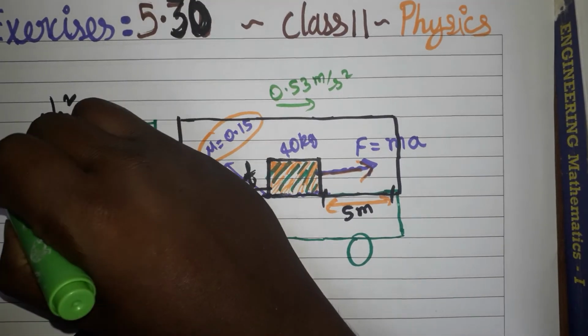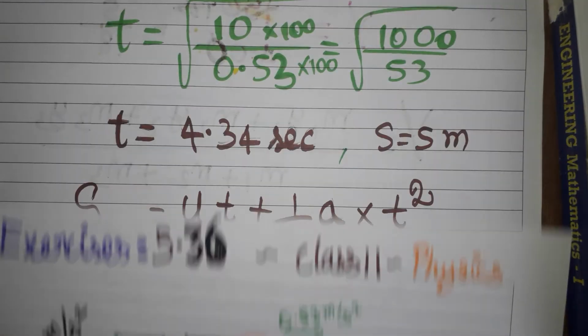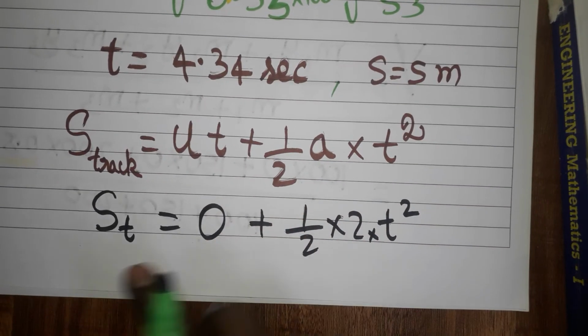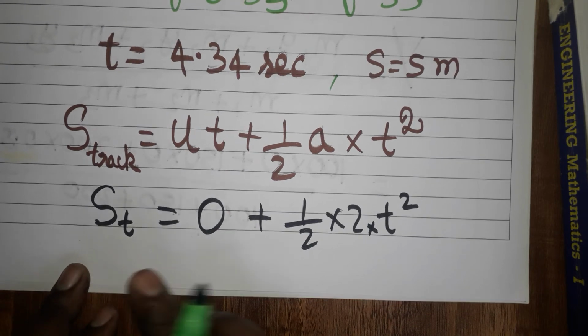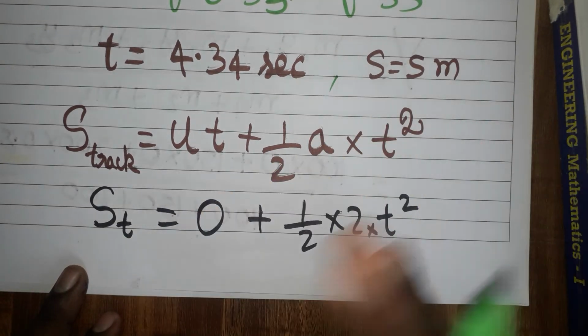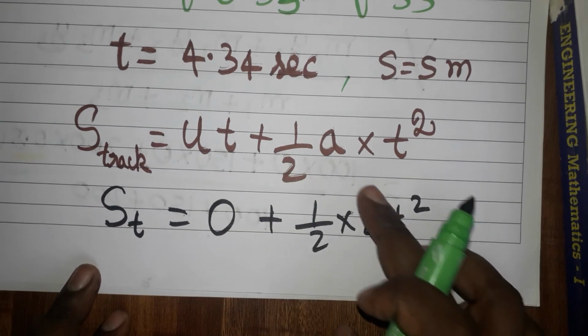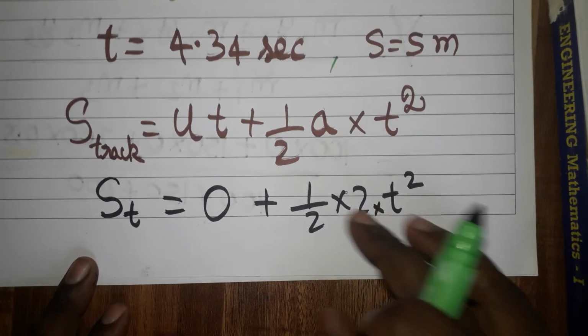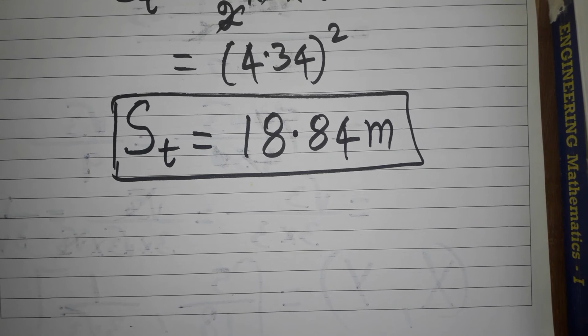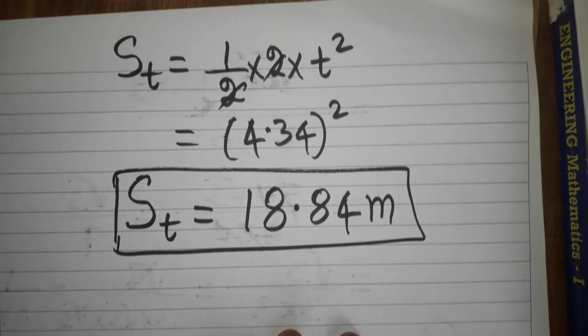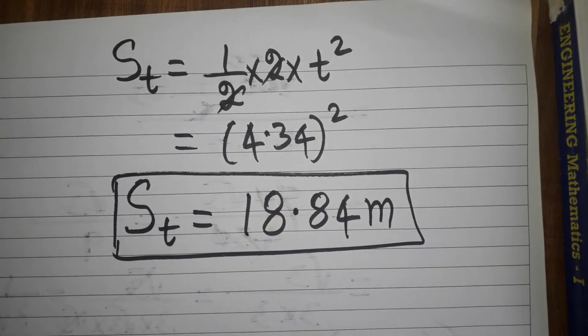Truck acceleration is 2 meter per second square. Initial velocity is 0. Truck displacement is the question mark. But for truck and block, both time periods will be the same. The half and the 2 get cancelled. Finally, if you want the displacement of the truck, it is going to be the square of the time period, that's going to be 18.84. Otherwise you can take t square directly.